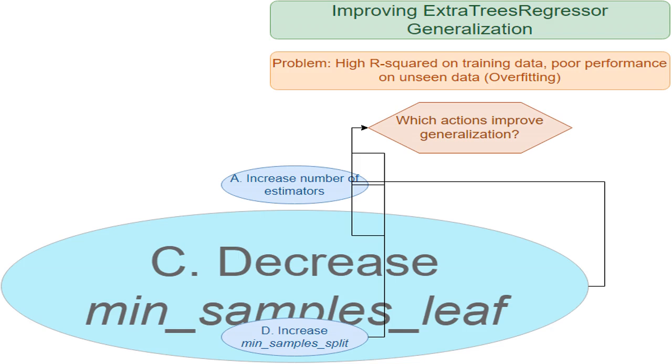Lowering min_samples_leaf means that a tree's branch can end with just a few data points. This also increases complexity, and is likely to overfit. It's like focusing too much on tiny details and missing the bigger picture.